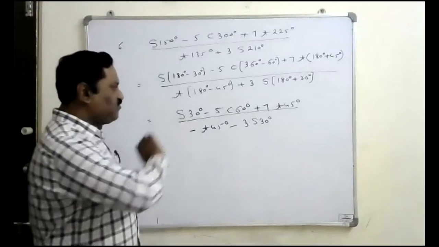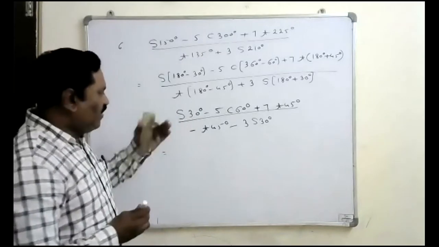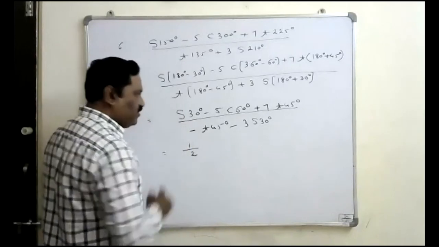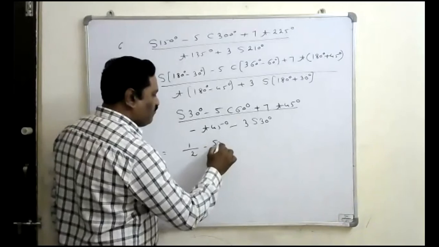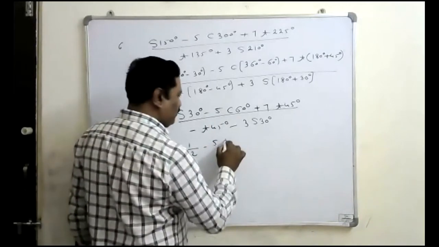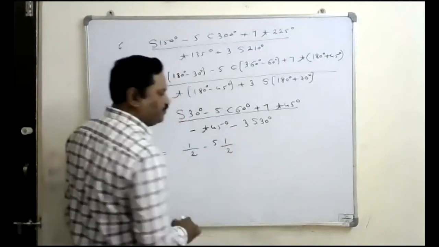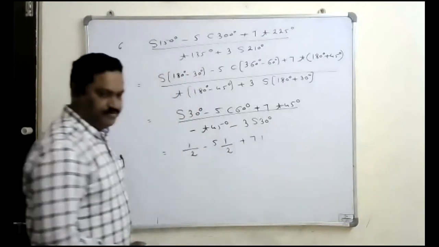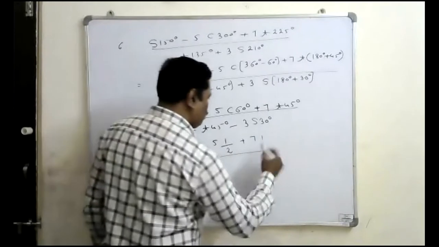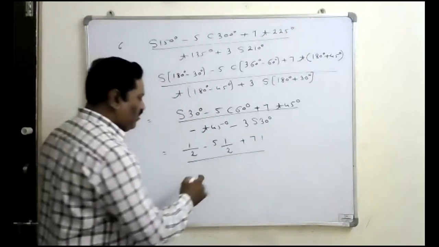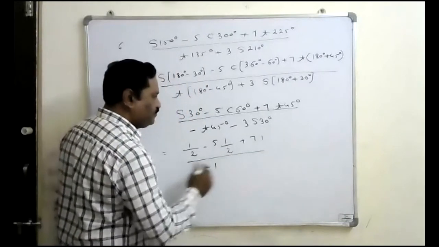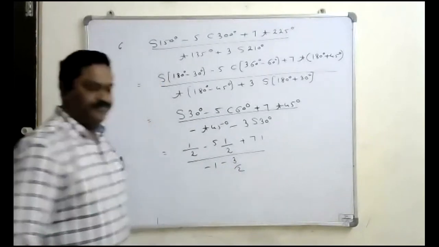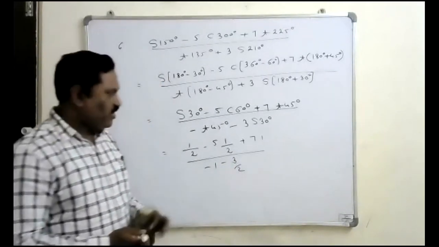Now we know the values for all these angles. The value of sine 30 is 1 by 2. Minus 5 into the value of cos 60, 1 by 2. Plus 7 into tan 45, which is 1, upon the value of tan 45, so it is minus 1. Minus 3 into sine 30 is 1 by 2. Minus 3 by 2.